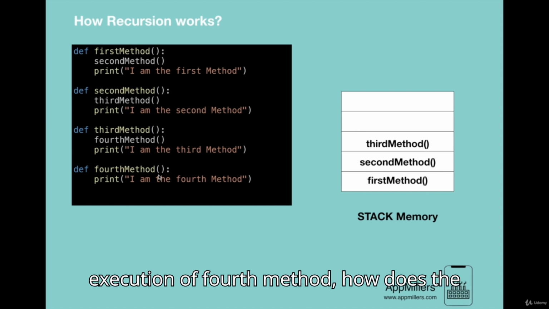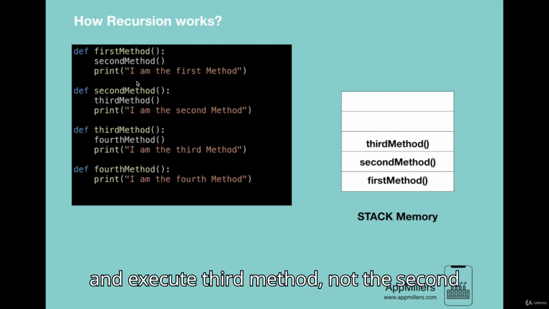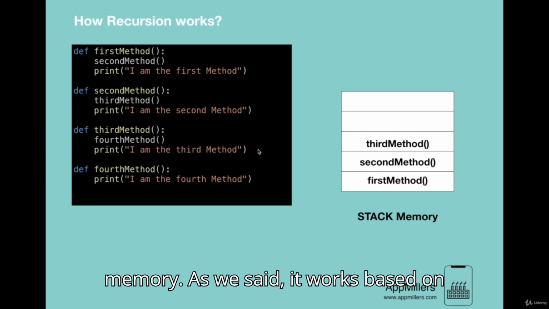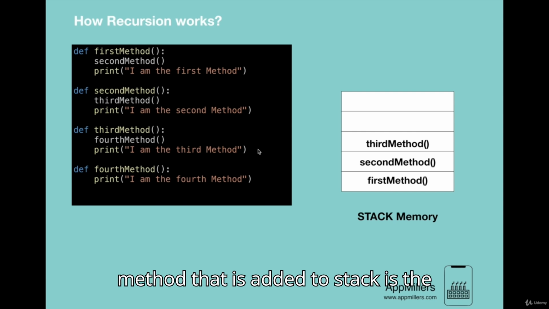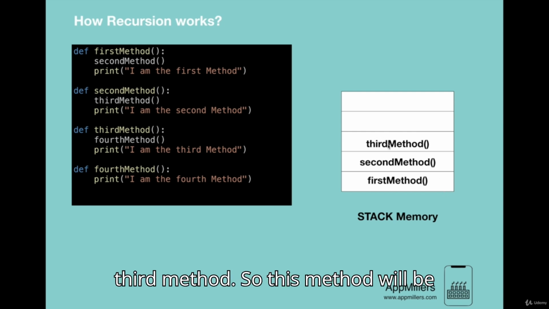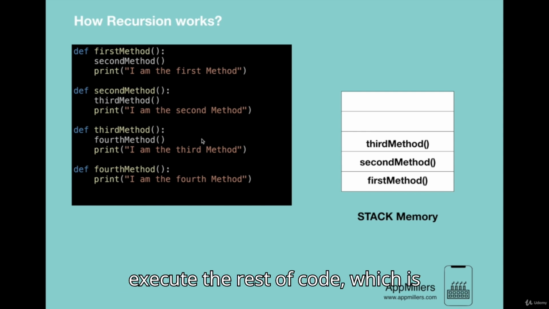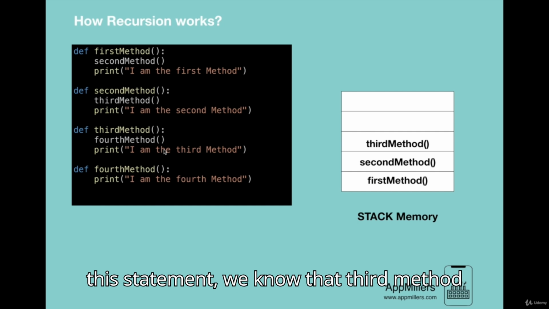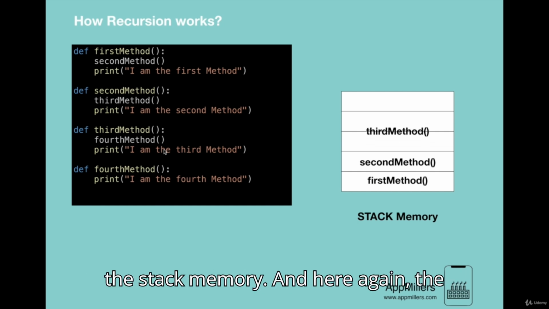So after finishing execution of the fourth method, how does the system know that it needs to go back and execute the third method, not the second method? So this will come from stack memory. As we said, it works based on the last in, first out strategy. So the last method that is added to the stack is the third method. So this method will be called by the system as a next step to execute the rest of the code, which is printing I am the third method. So after this statement, we know that the third method is done. So it will be popped out from the stack memory.